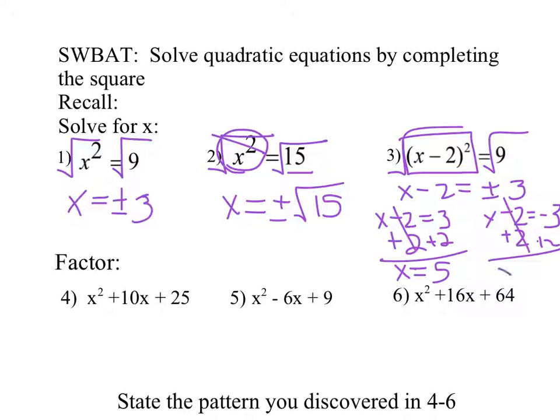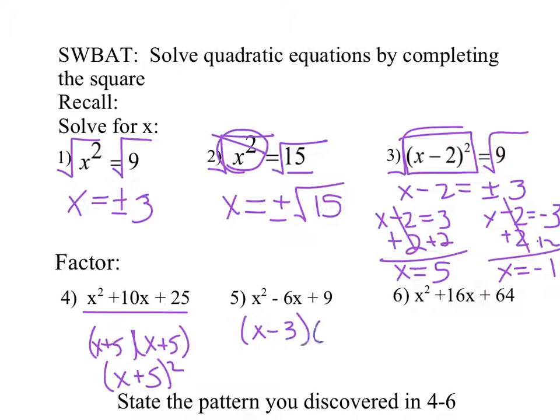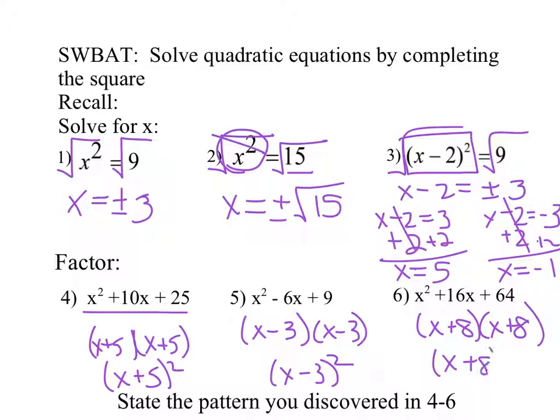And the other one is knowing that even though it looks like this is not a perfect square, if I factor this, this is x plus 5, x plus 5. So that technically is a perfect square. Same deal with this one. If we factor this, x minus 3, x minus 3, that's x minus 3 squared. This is x plus 8, x plus 8, so that's x plus 8 squared.